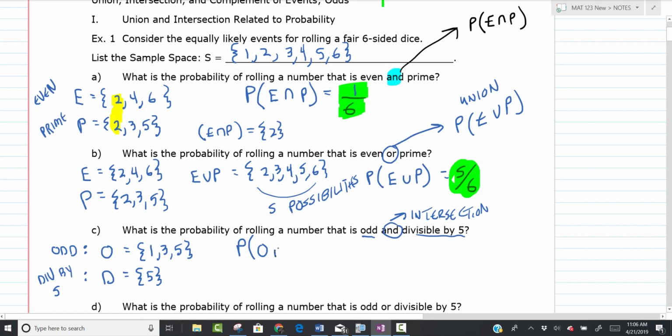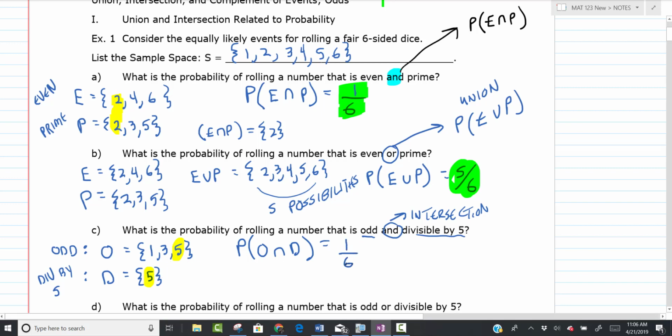Okay, so we're going to do the intersection of these two events happening. All right, so what is the intersection of these two sets? What do you see in common? Okay, there's a 5 in common. So what we'll have on this is there's only one thing in the intersection.